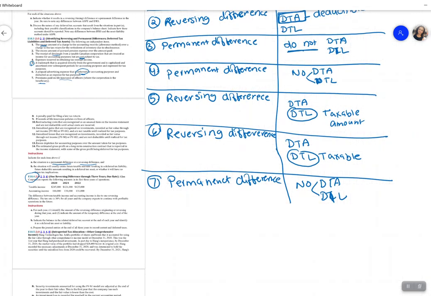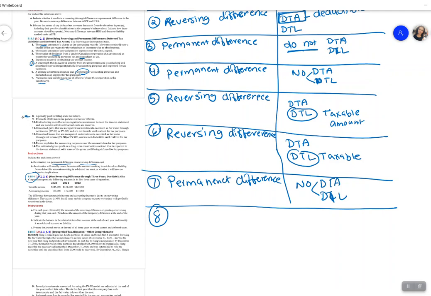There's a lot of them. So let's go to our next one. This is a good list because at the end of the day, when you are going to do your test questions or your exam questions, you make a list out of it. Which one is a reversing difference? Which one is a permanent difference? Now, number 8 is a permanent difference.